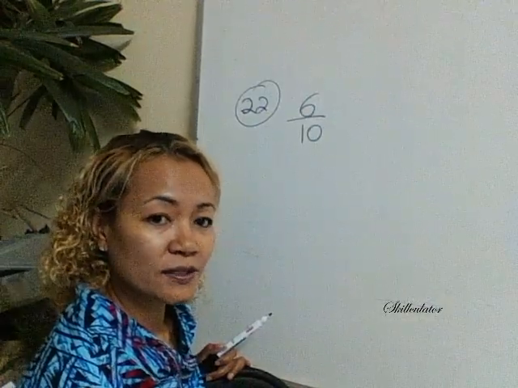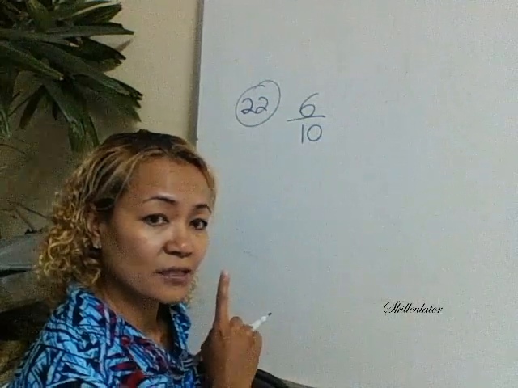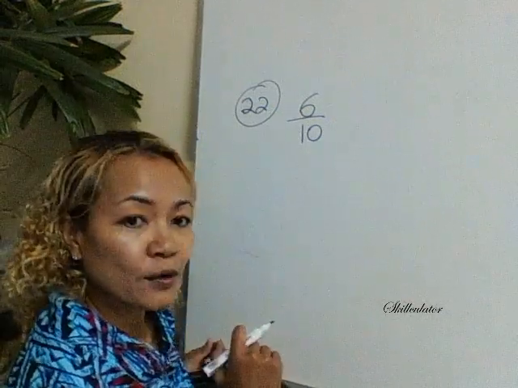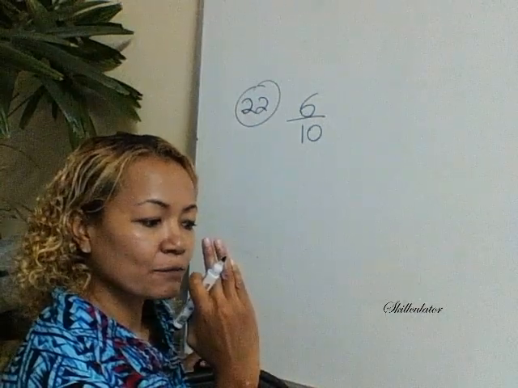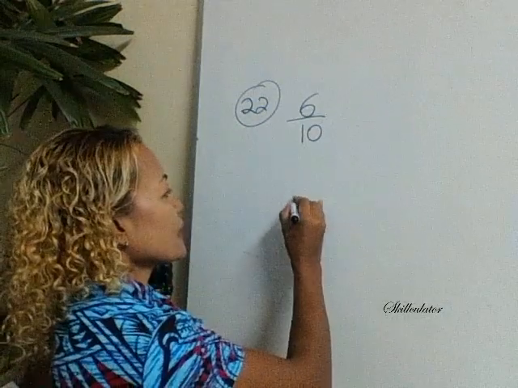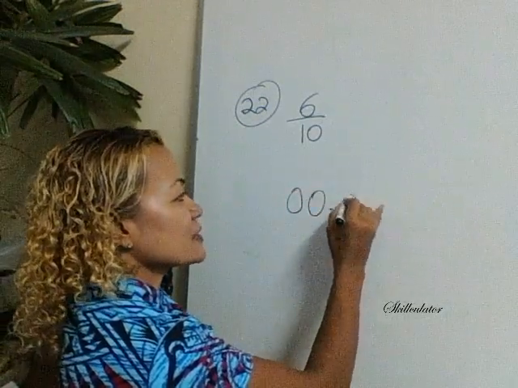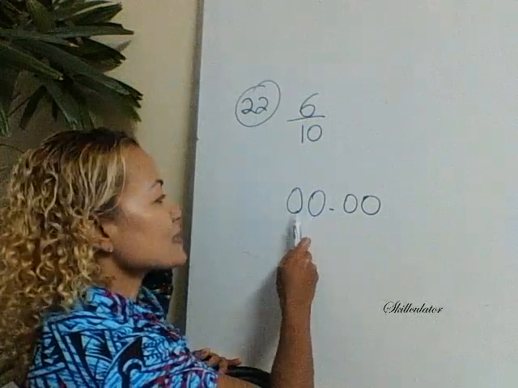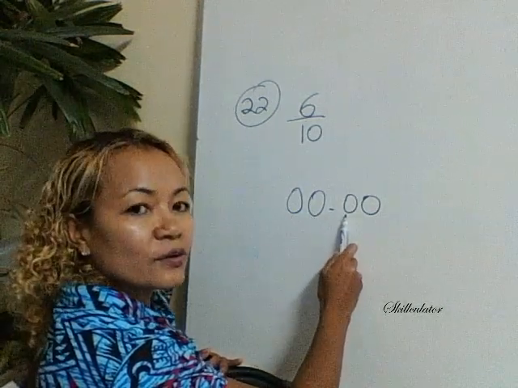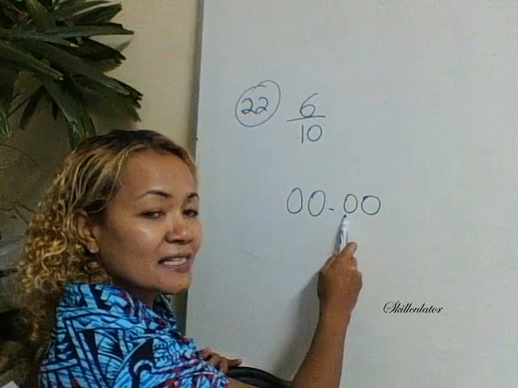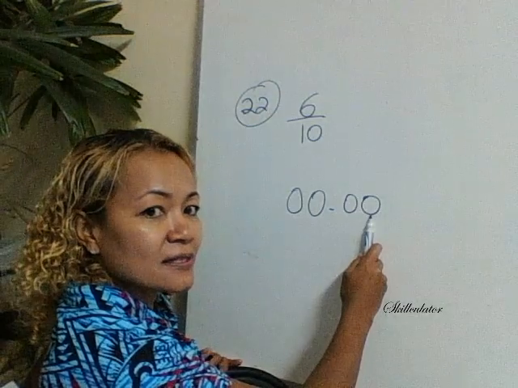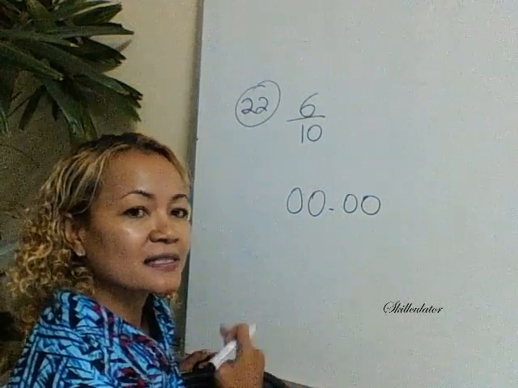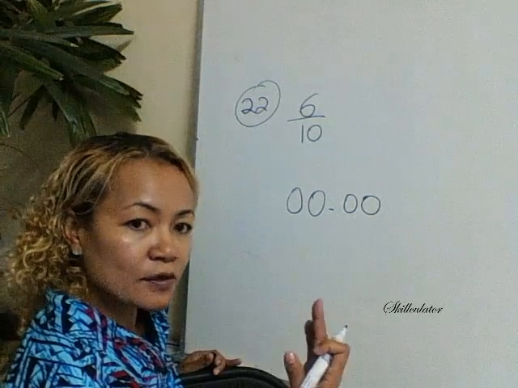The next question, 22, asks us to look at this fraction, 6 over 10, and to convert it to a decimal. We go again to the placeholders, in a number which has decimals, say 0.00. That's a decimal. So on this side you have units and tens. To the right you have tenths with a th on the end, tenths, hundredths. Let's look at what that is. 6 over 10, so it's tenths. 6 tenths. 6 out of a possible 10 parts.